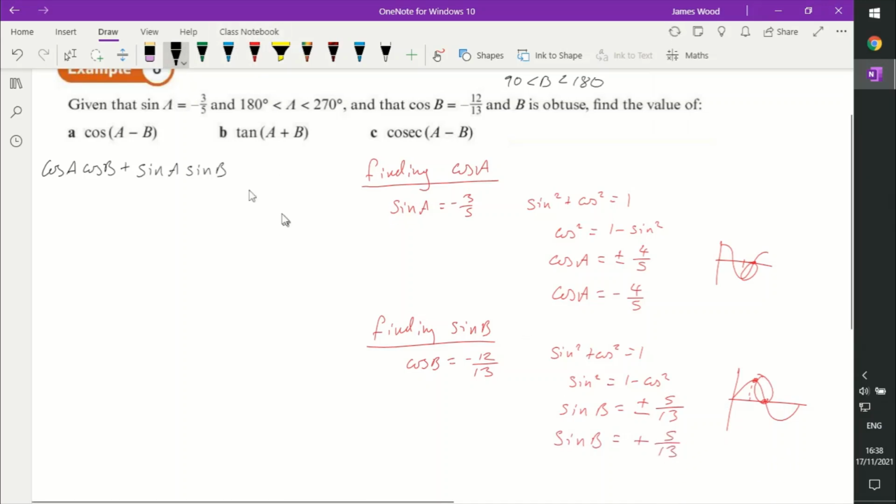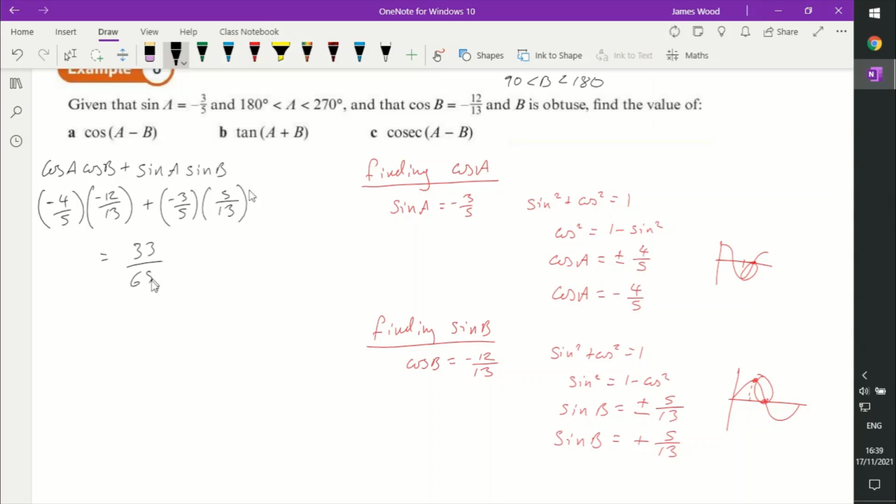And now I can plug these into my formula. So cos A, that is minus 4/5, times cos B, I was told that in the question, that was minus 12/13, plus sine A, sine A was minus 3/5, and then sine B, that was positive 5/13. And I can then just calculate this as a number, and I will get 33 over 65 for cos A minus B. There we go.